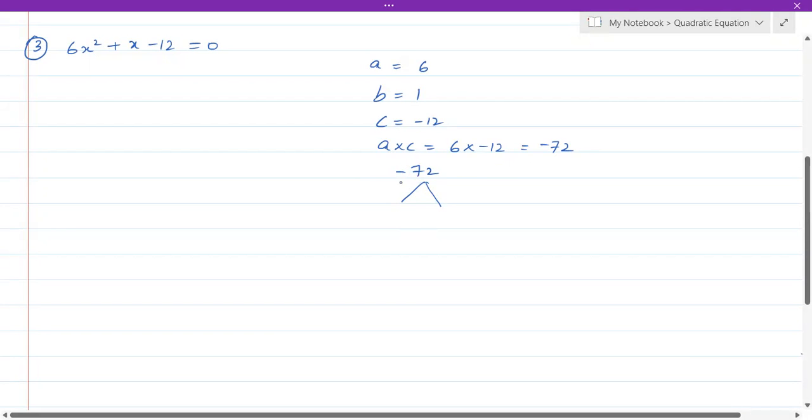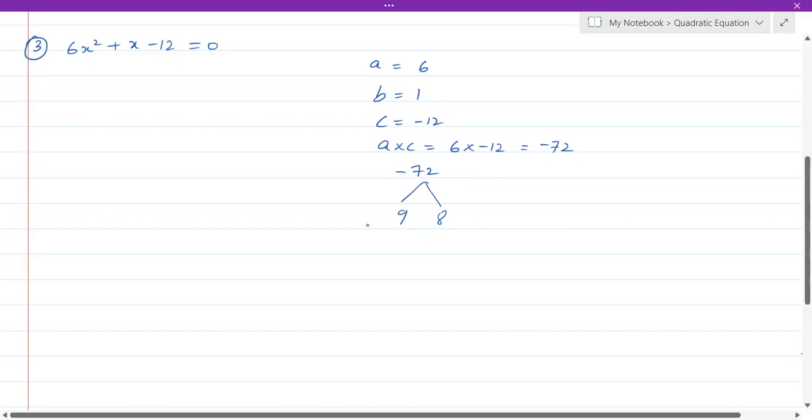It is minus 72. Therefore, since you got minus, we have to subtract in order to get the value of b, that is 1. So if you multiply, you should get 72. If you subtract, you should get 1. So as you know, the correct numbers are 9 and 8, because 9 eights are 72. If you subtract, you will get 1.